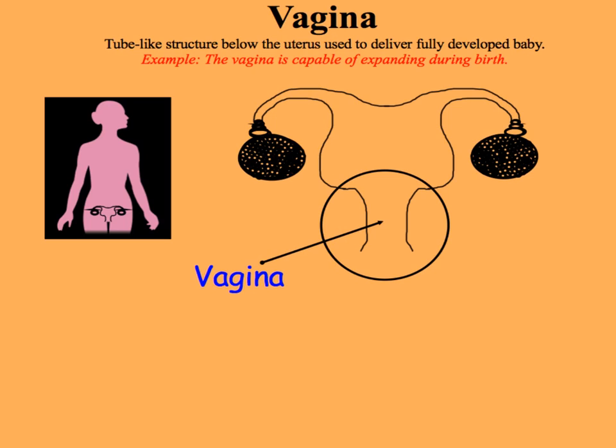Okay, this narrow tube-like structure below the uterus is called the vagina, and this is used to deliver a fully developed baby.